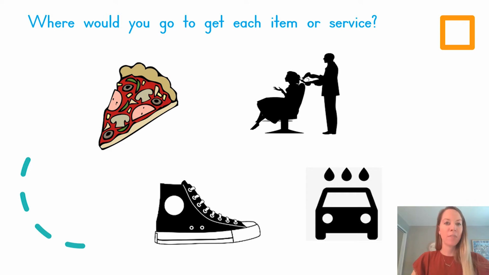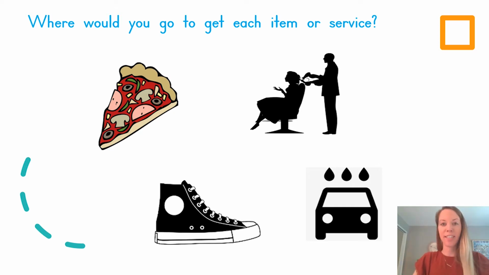So our first picture, this item is pizza. Where would you go in your community to buy pizza? I know in my community, I live really close to a place called Maria's Pizza, and I love to order carryout from there. Write down the name of the store in your community where you would get pizza. Our next item, this is a picture of a shoe. Where would you go to buy shoes or clothes? I love to go to Target to get all of my clothes. Where do you go? What store do you go to?